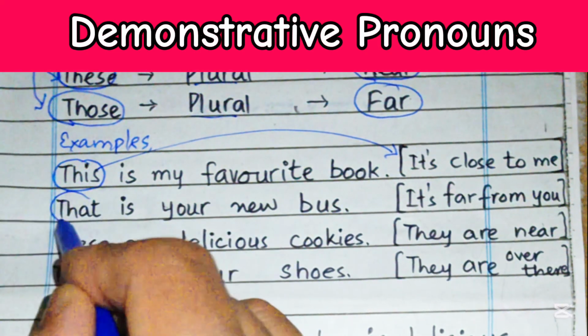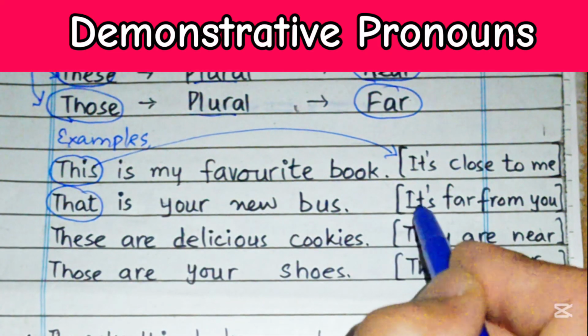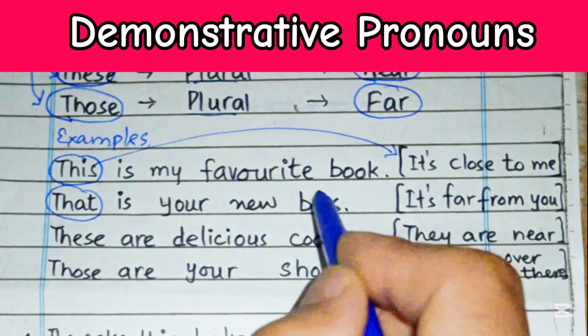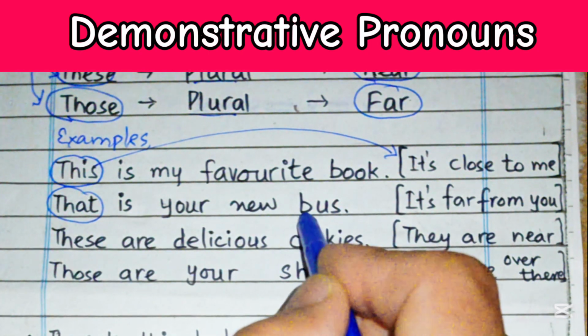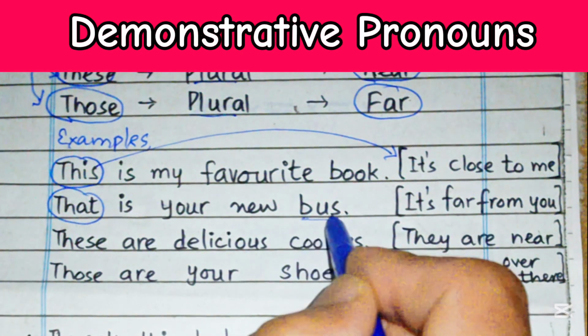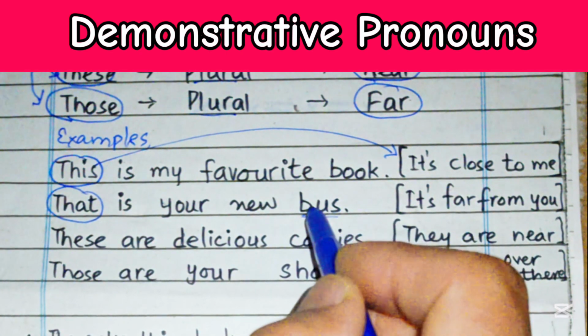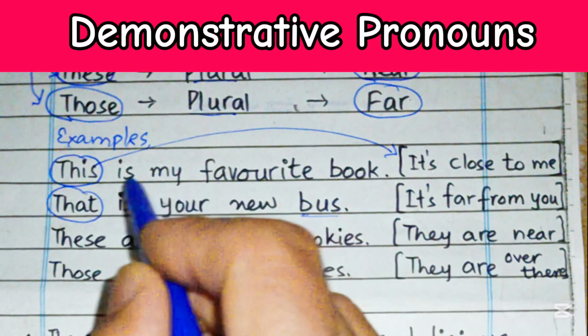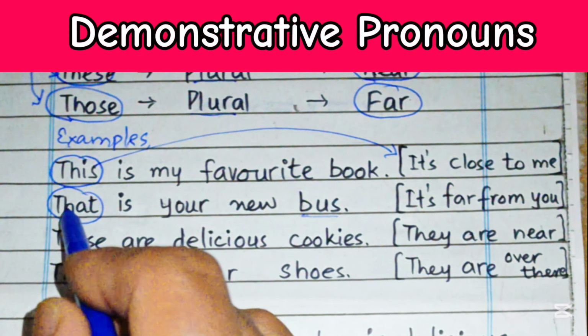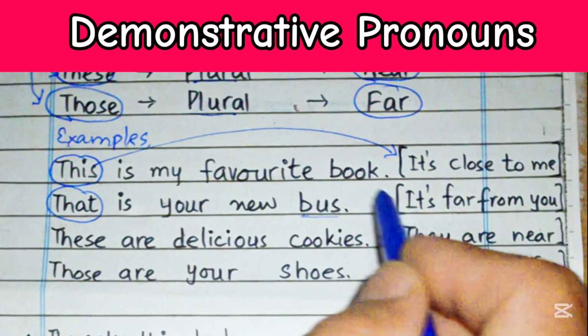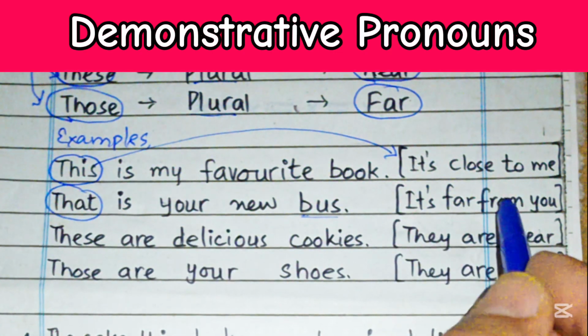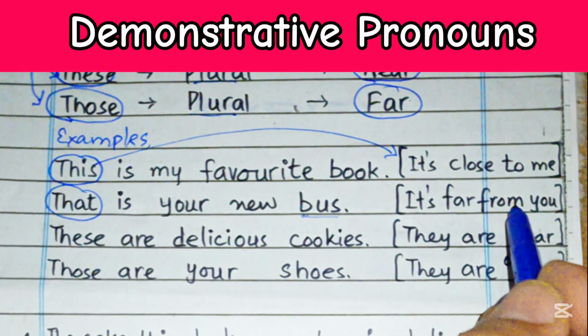Then "That is your new bus." It is far from you, meaning "that" is new. So the bus is being parked, or it is traveling, moving somewhere far from the position where you are sitting or standing. So "That is your new bus." It means the bus is far from you. It is not near to you.